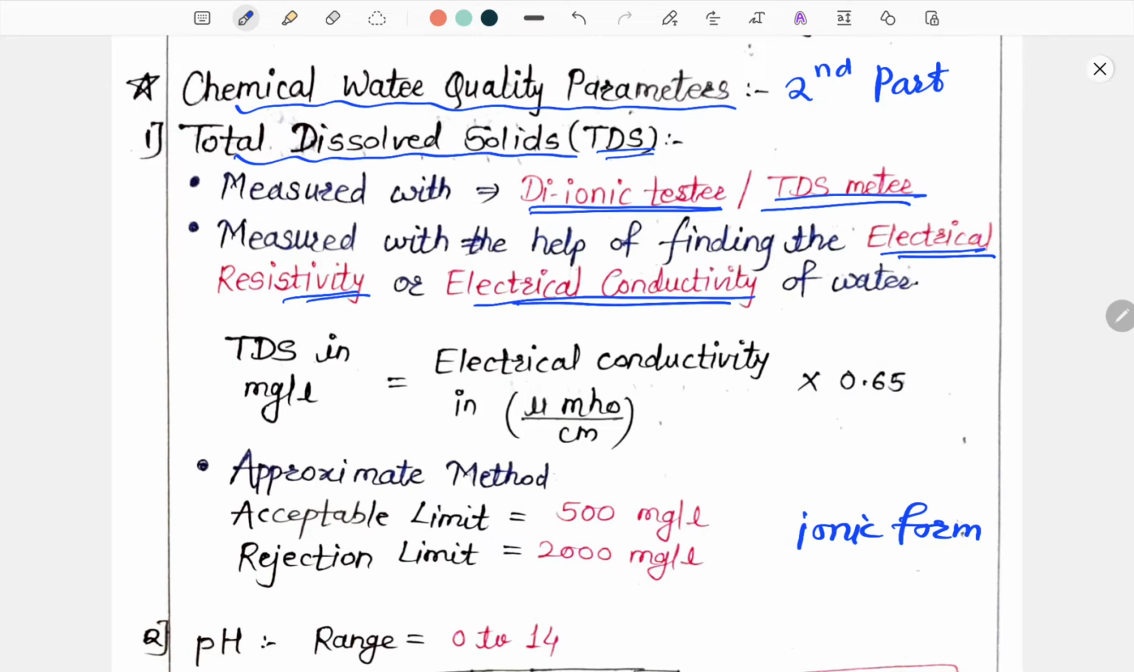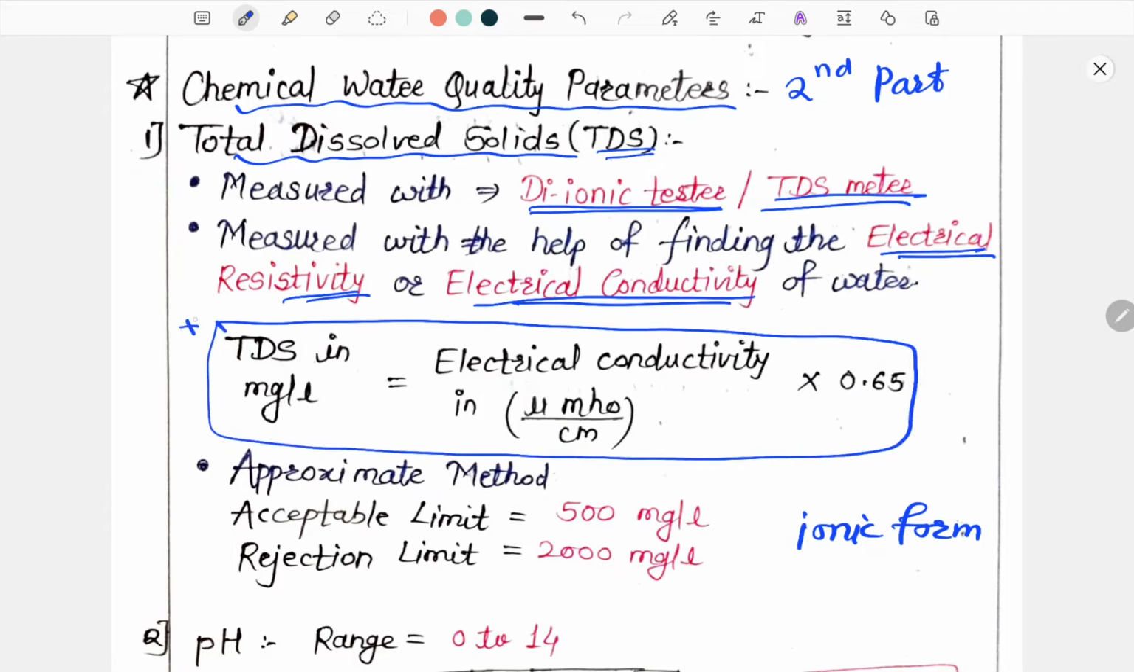So remember one of the important formulas in the case of total dissolved solids. TDS in mg per liter is equal to electrical conductivity in micromho per centimeter multiplied by 0.65. So this is an important formula in the case of total dissolved solids. Remember this one. Total dissolved solids is an approximate method. Acceptable limit of TDS is 500 mg per liter and rejection limit of TDS is 2000 mg per liter. So here acceptable limit and rejection limit are very important from the exam point of view.